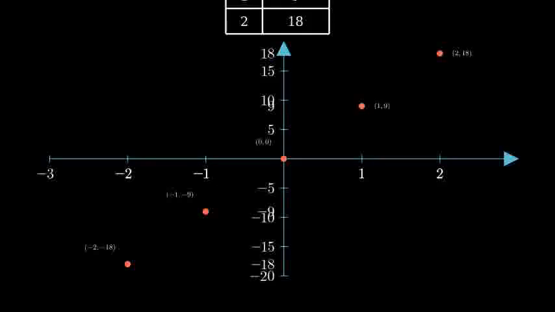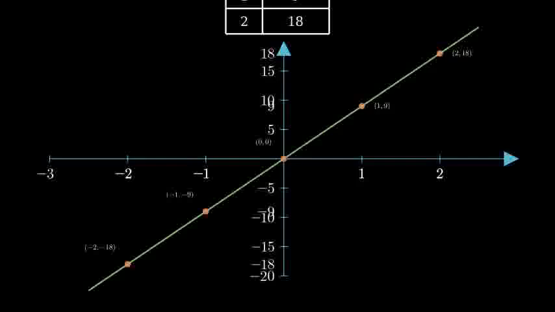Now, let's draw the line through these points, which represents the graph of y equals 9x. And there you have it. We've successfully graphed the linear function y equals 9x using a table of values.